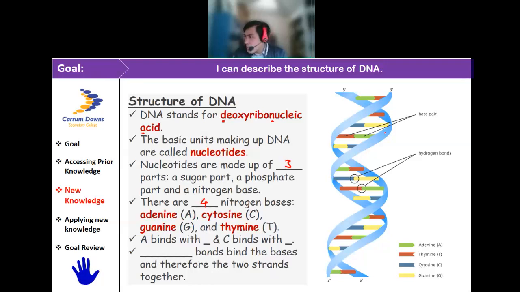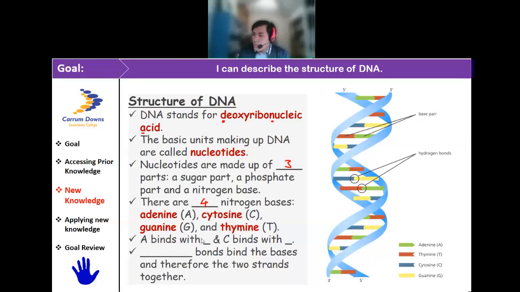Now you can see here that each base binds with a certain base. With the diagram, you can see here adenine is A, or green, and it's connected to thymine, T, red. We can see that it always comes red and green. On the other hand, cytosine, blue, always goes with yellow, guanine, G.